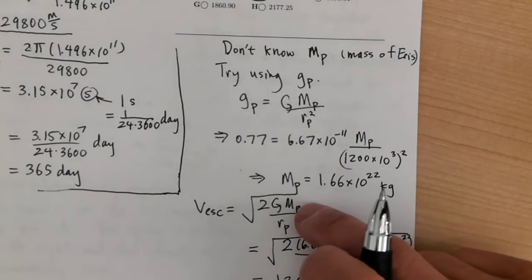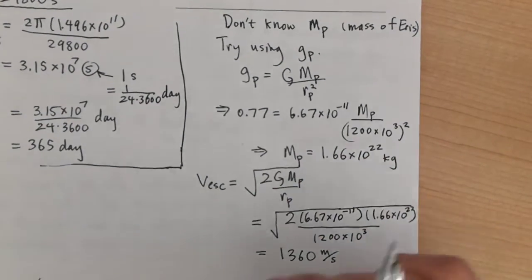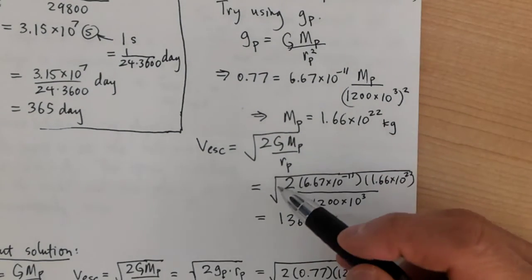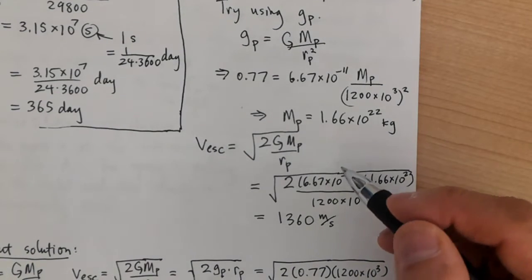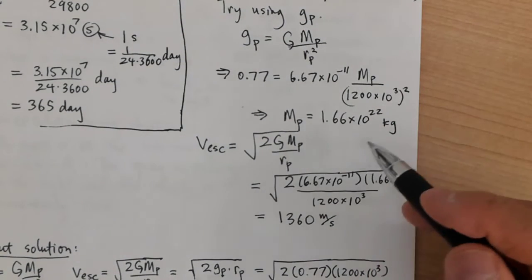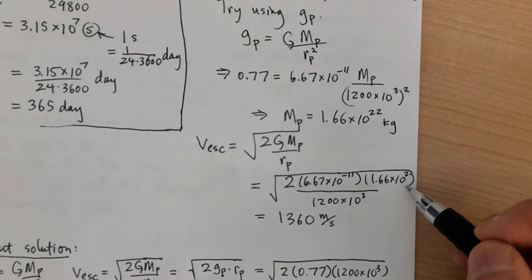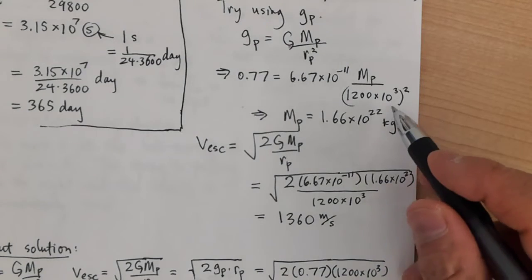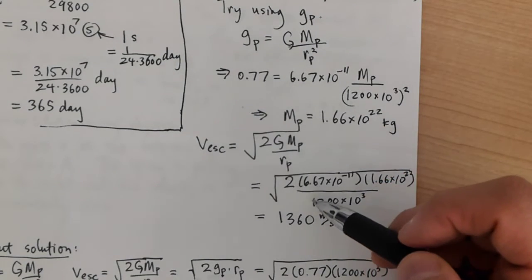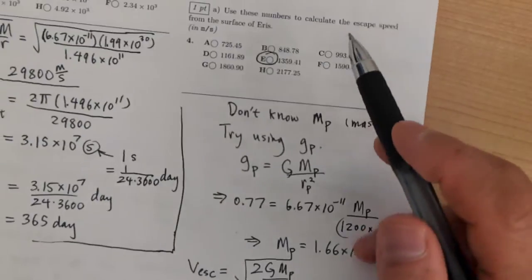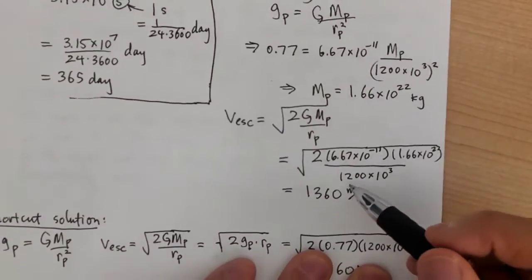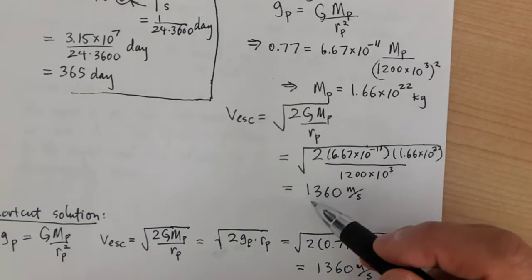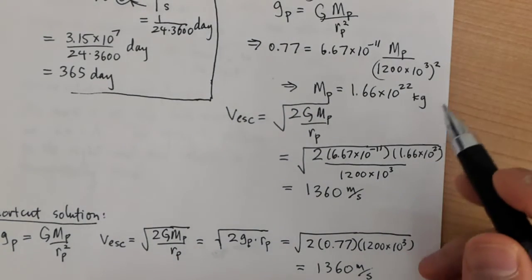Now we have the mass of the planet. We can just plug it into our escape velocity formula, which is in the equation sheet. So we take the square root of 2 times G, 6.67 times 10 to the negative 11, times the mass of the planet, which is 1.66 times 10 to the 22. We divide by the radius R_P, so 1,200 times 1,000 for converting from kilometers to meters, and we get 1,360 meters per second.